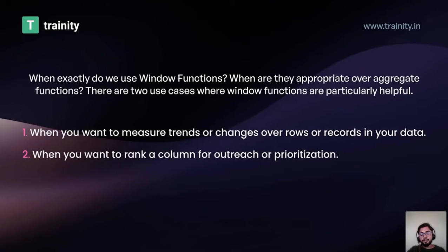Alright, so just to brief, you want to use a window function when you want to measure trends or changes over rows or records in your data. Right? So when you want to measure the trend or the patterns that are coming in your data, or you want to rank a column such that you prioritize a few values and deprioritize the other values. Using window functions, you can even calculate ranks for each and every row of your data. I'll show you that also in a coming slide. So these are the most common use cases for window functions. Either you want to measure the trend or the patterns in your data for each and every row, or you want to assign a rank to each and every row of your data.